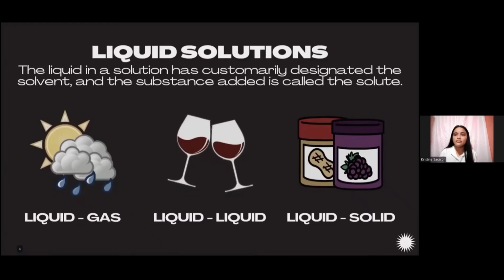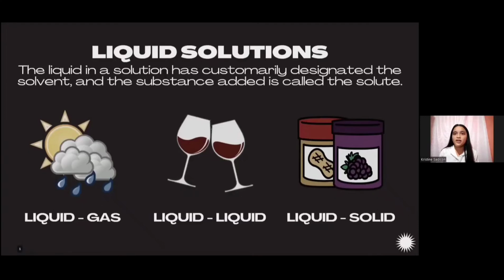Liquid and gas. The example of liquid and gas solution is cloud and fog. We know that clouds are water vapors in air. Liquid and liquid. Secondly, the example of liquid and liquid solution is alcohol and water. Liquid and solid. The example here is jams and butter.